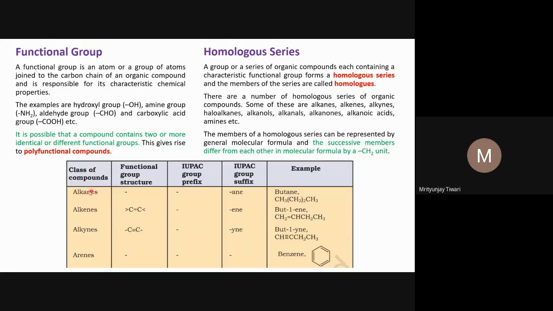Alkanes, what we know, their general molecular formula is CnH2n+2. This n can be 1 to anything. So if n is 1, it becomes C1H(2×1+2), so CH4, which is methane that we know. If n is 2, it becomes C2H6, ethane, then propane, C3H8, then butane, C4H10, and so on.